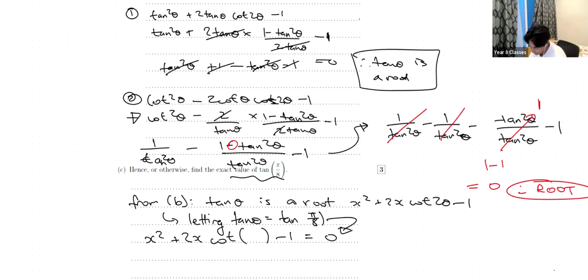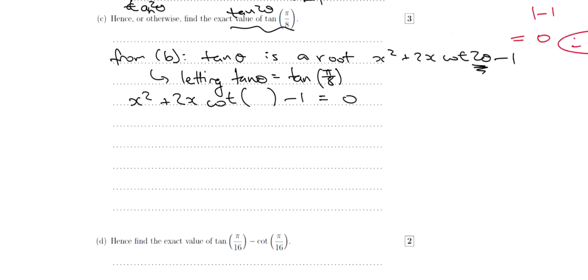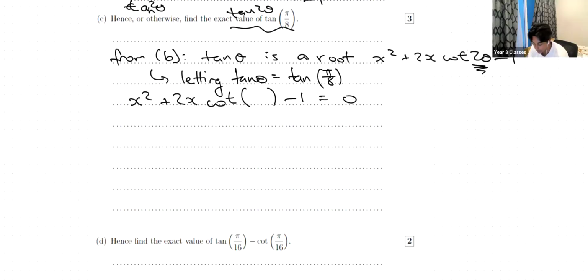What I meant more so is, what is the 2 theta going to become? 2 times pi on 8. Which is? Just what is that? Yep, so pi on 8 times 2 is? Pi on 4.